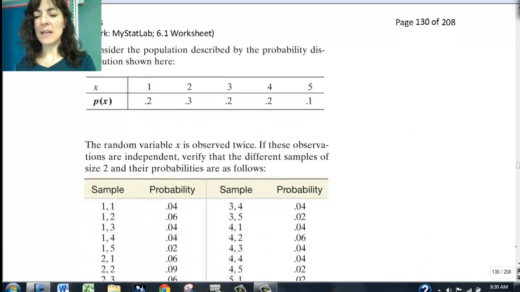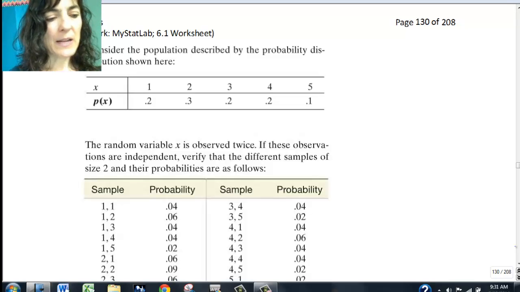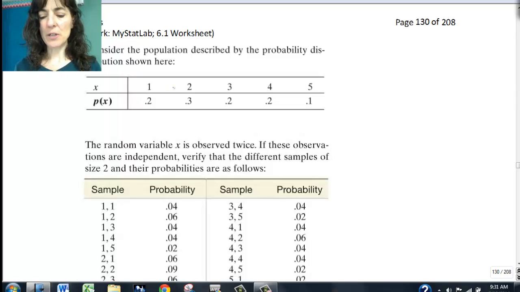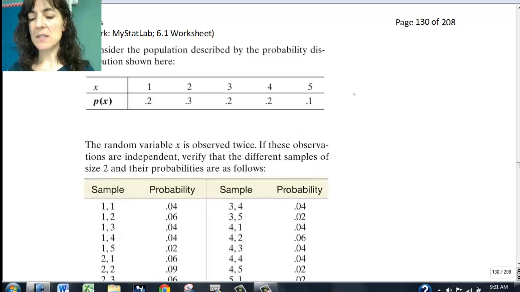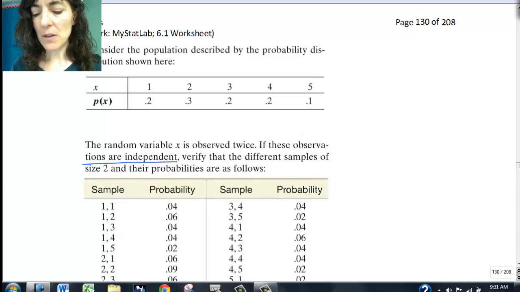All right. Now let's take a look at an actual example. And this one has population information at the top. So for this population, we know that we have X values that could be 1, 2, 3, 4, and 5. And then we also have the probability for each of those X values. Say it's a 5-sided die or something, that there's 5 outcomes, and we want to know what the probabilities are. What we want to do is, if these observations are independent, verify that the different samples of size 2 and their probabilities are as follows.